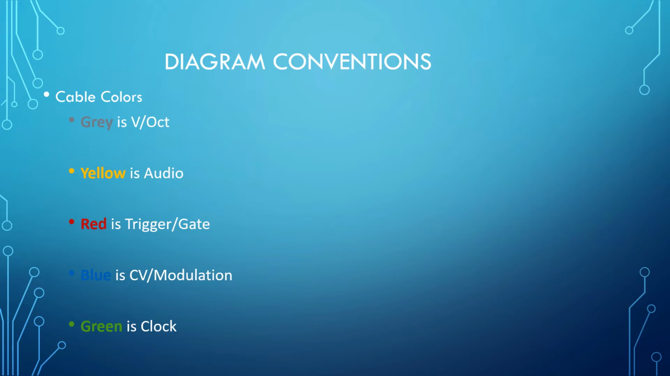One thing to be aware of is that these are standardized. So the cable colors in the diagram, gray is always going to be volts per octave, yellow will be audio, red is trigger or gate, blue is CV modulation, some sort of modulation source, and green is a clock function. But remember, in VCV Rack, your cable colors are randomized.